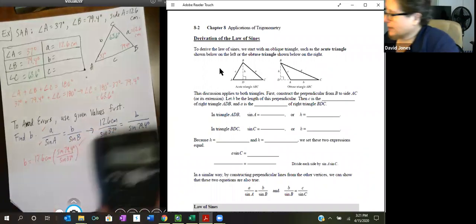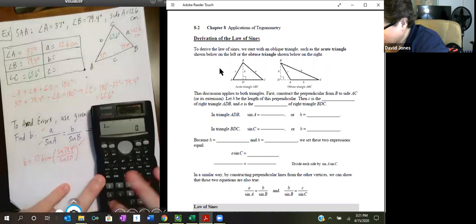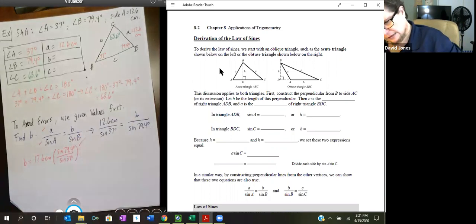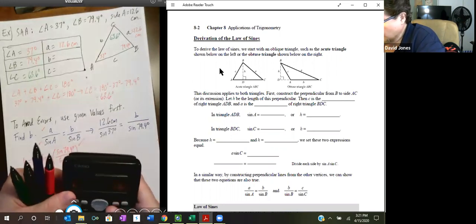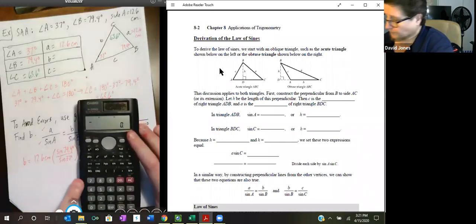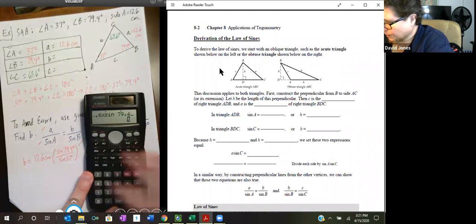I'm going to do this all in the calculator, all in one step. 12.6 times, am I in degree mode? I don't know that I'm in degree mode. Let me check. Mode 1. There we go. Now I'm in degree mode. Just had to make sure. So 12.6 times sine of 79.4 divided by sine of 37.